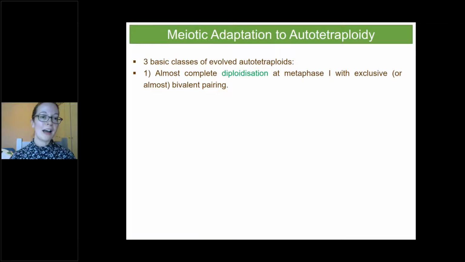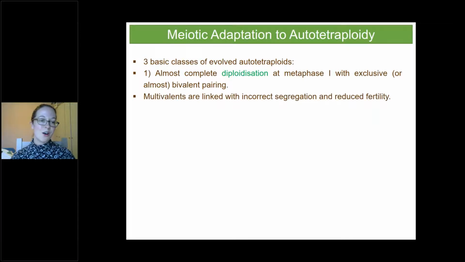And what was known is that in many such examples, so Arabidopsis arenosa is an example where the tetraploidy event happened a long time ago, and over time the meiosis has become diploidized cytologically. So instead of the chromosomes forming these multivalents that I've showed you, you tend to get exclusive or close to exclusive bivalent pairing of the chromosomes. So it becomes a really diploid-like meiosis. And then in such species, often these multivalents are linked with reduced fertility because of problems segregating the chromosomes.